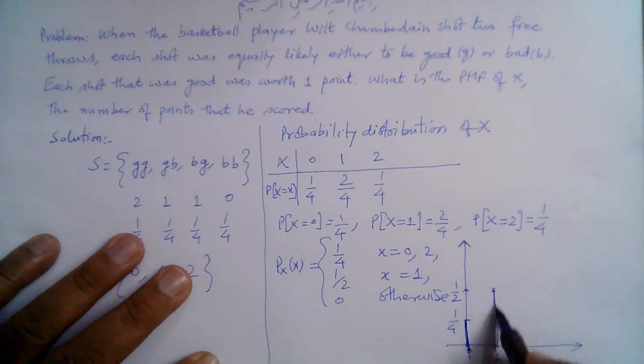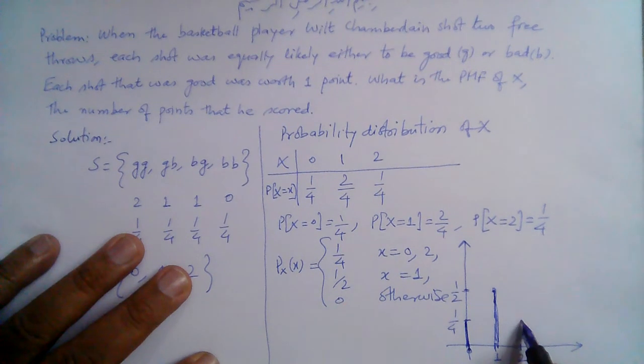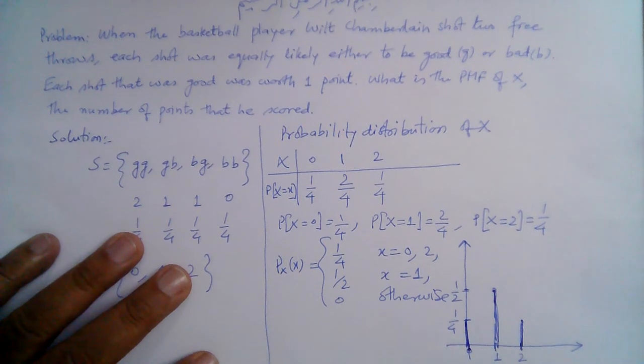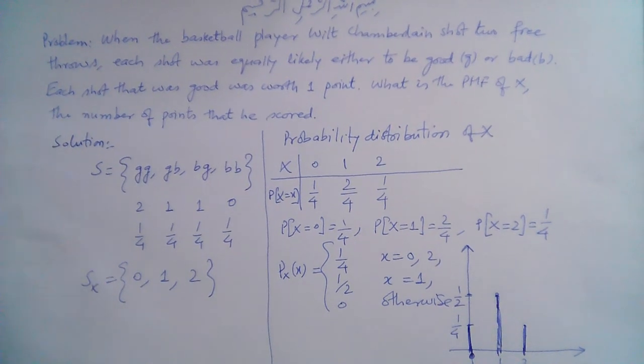A straight line here. And the probability of a 2 is again 1 over 4, a straight line like this here. So we can also draw this probability mass diagram this way. So this gives us the probability mass function of the random variable X.